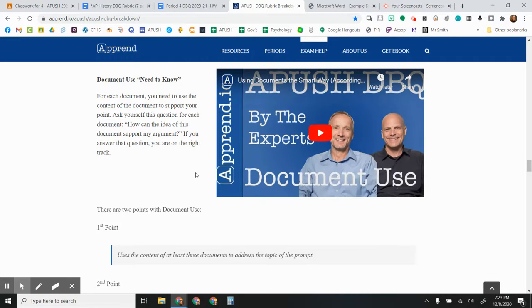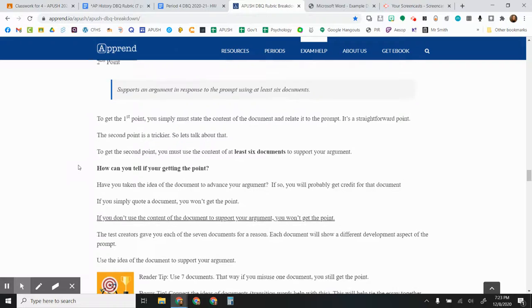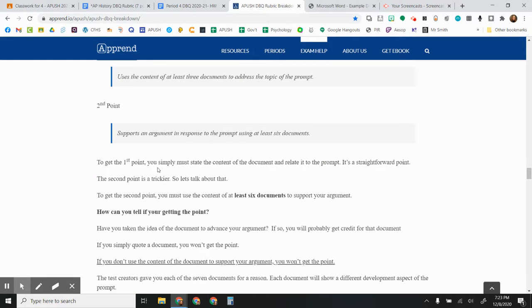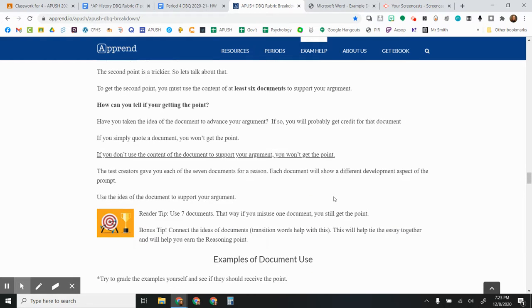Okay. So we've talked about these here. And it says to get that first point, like I mentioned before, you just have to state the content of the document and relate it to the prompt. It's pretty straightforward. You have to do it for 3 of them. But for the second point, it's a little trickier. You have to use 6, but it has to advance the argument. Have you taken the idea of the document to advance? If so, you'll get credit. If you simply quote it without clearly demonstrating that 1, you know what it means, or 2, what the role is in terms of your argument, you probably won't get that point. Okay.